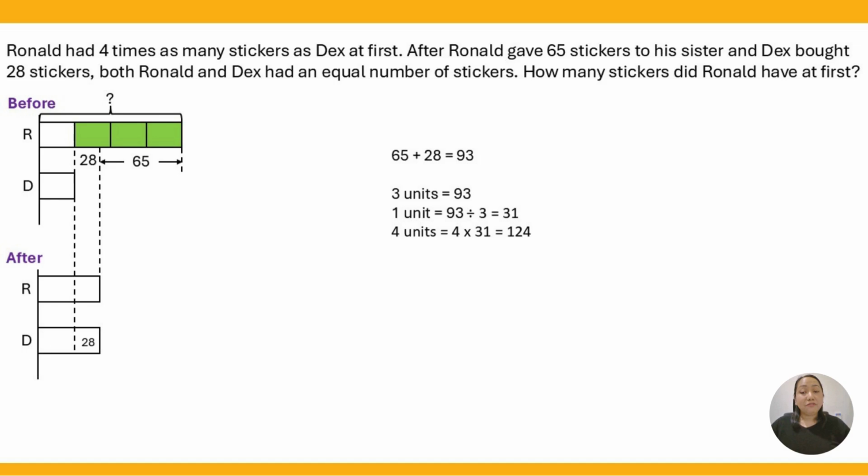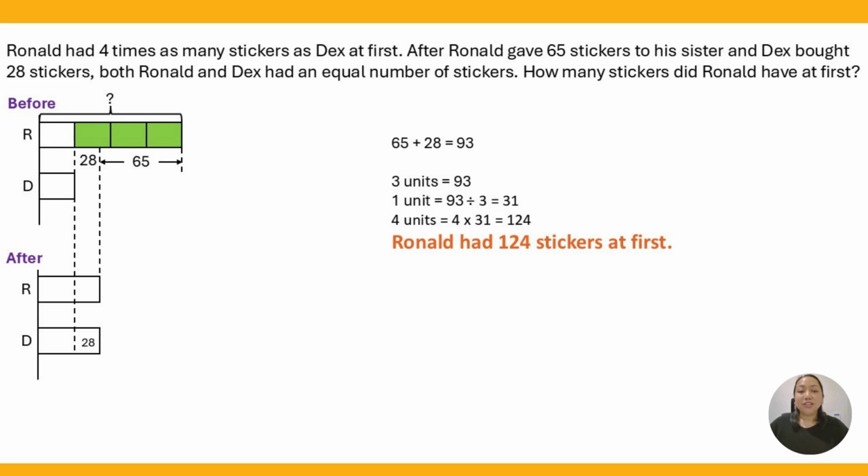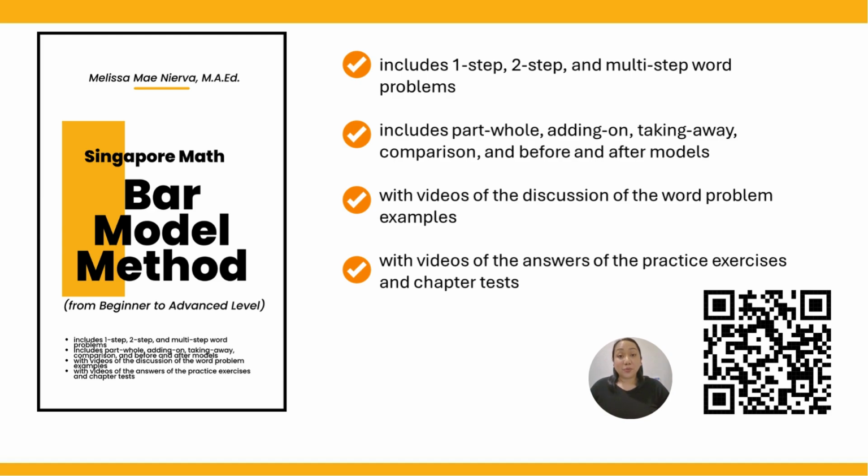But what we are looking for in this word problem is actually what 4 units are equal to. And we can get that by multiplying 4 by 31. And the answer is 124. Therefore, Ronald had 124 stickers at first. I hope this video was able to prove to you that it's easier to solve word problems if you can visualize what the problem is all about.